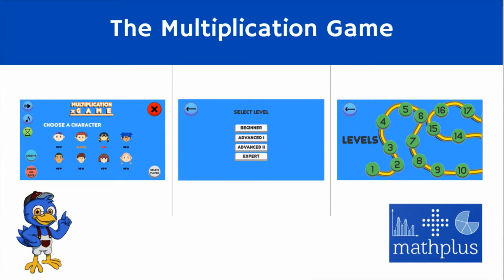The first menu in the multiplication game is choosing a character. Once they've chosen a character, the player may choose to be a beginner, advanced 1, advanced 2, or an expert player. Then, for example, if he or she chooses to be a beginner, there will be choices for the levels. Of course, they should begin with level 1.